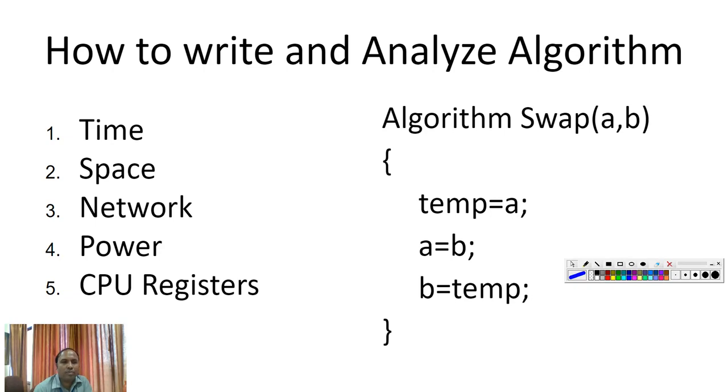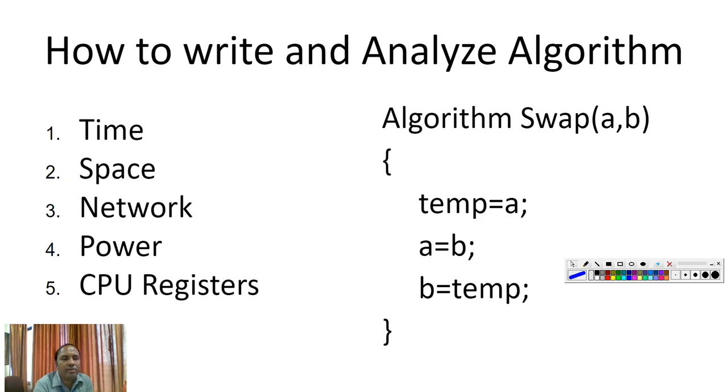Welcome to my video on how to write and analyze an algorithm. When we try to solve any problem, there are several possible solutions available. Say for example, if you are having one problem P, there is a possibility that that particular problem can have many solutions like solution 1, solution 2, solution 3.